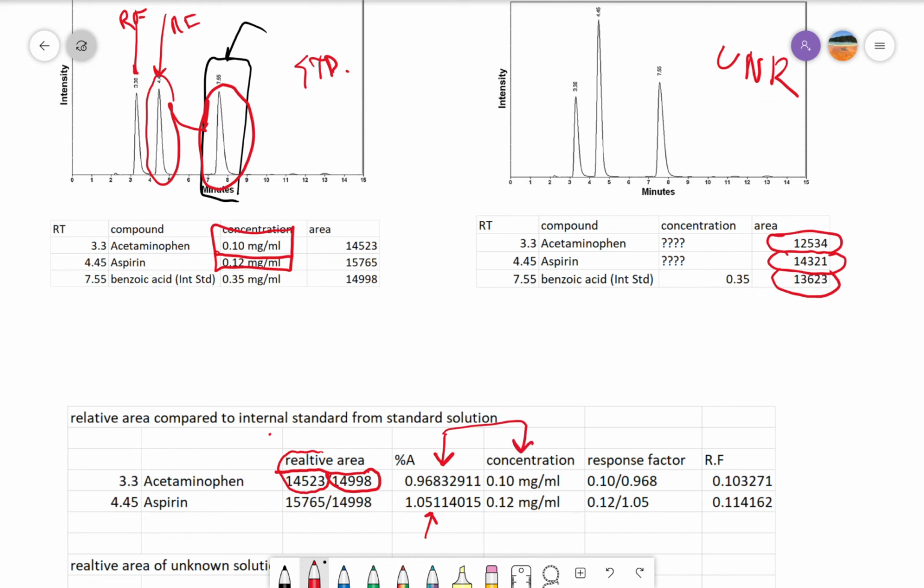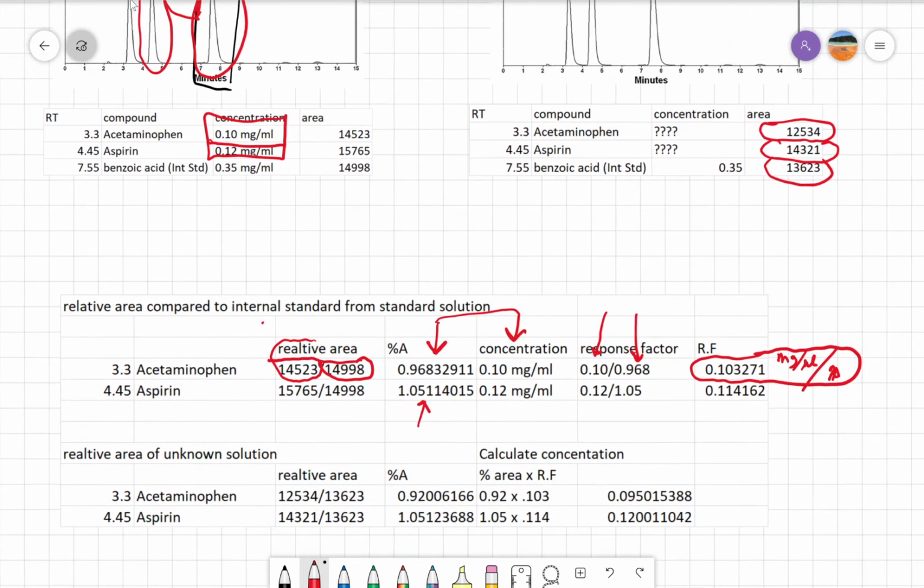In the standard, we know the concentration, so we can create, well, the equivalent of a 1-point slope. We can calculate the response factor, which is the concentration divided by the relative area. And that gets us a response factor of 0.103 milligrams per milliliter per percent area. So the units of the response factor is its concentration divided by its percent area.